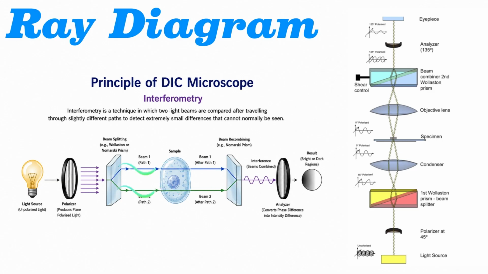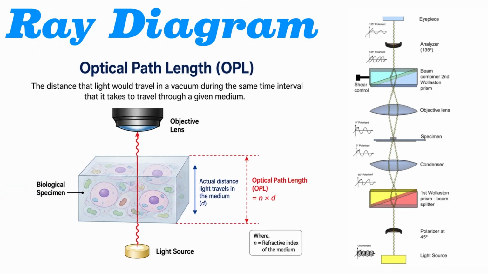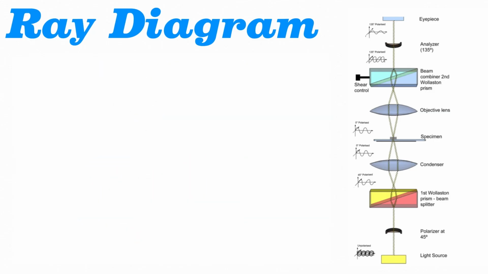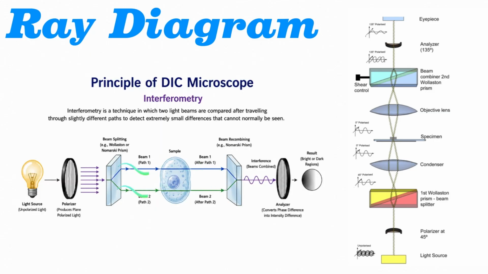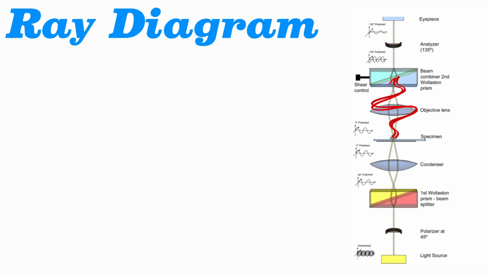If these regions differ in thickness or refractive index, each beam experiences a different optical path length. Optical path length is the effective distance traveled by light inside a material. It depends on both the thickness of the specimen and its refractive index. Because of these differences, one beam is delayed slightly more than the other, producing a small phase difference between them. After emerging from the specimen, both beams pass through the objective lens and then enter the second Nomarski modified Wollaston prism, also called the beam recombining prism. This prism brings the O ray and E ray back together into a single beam.